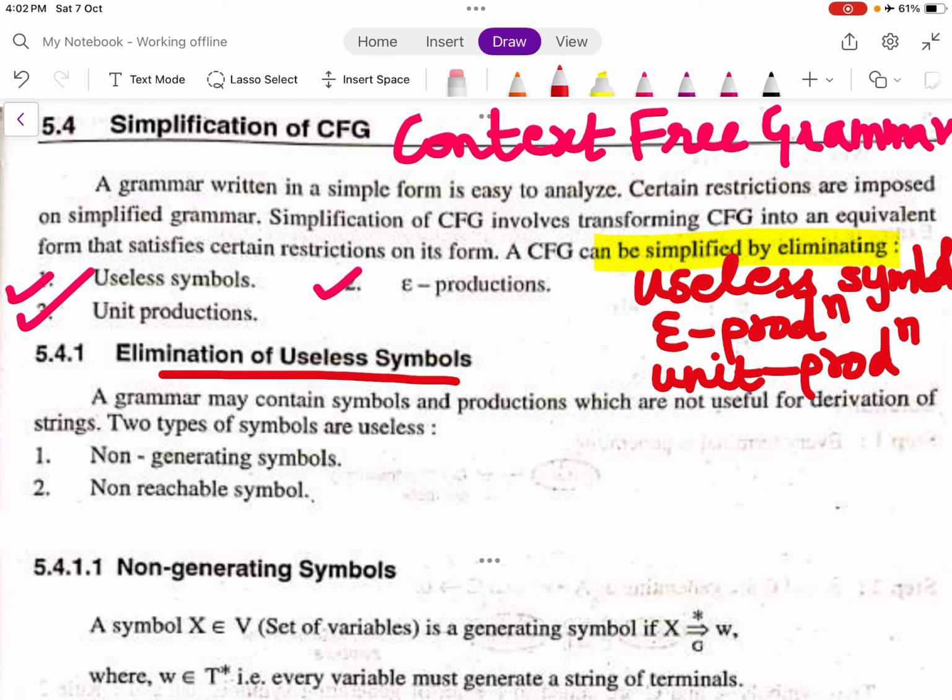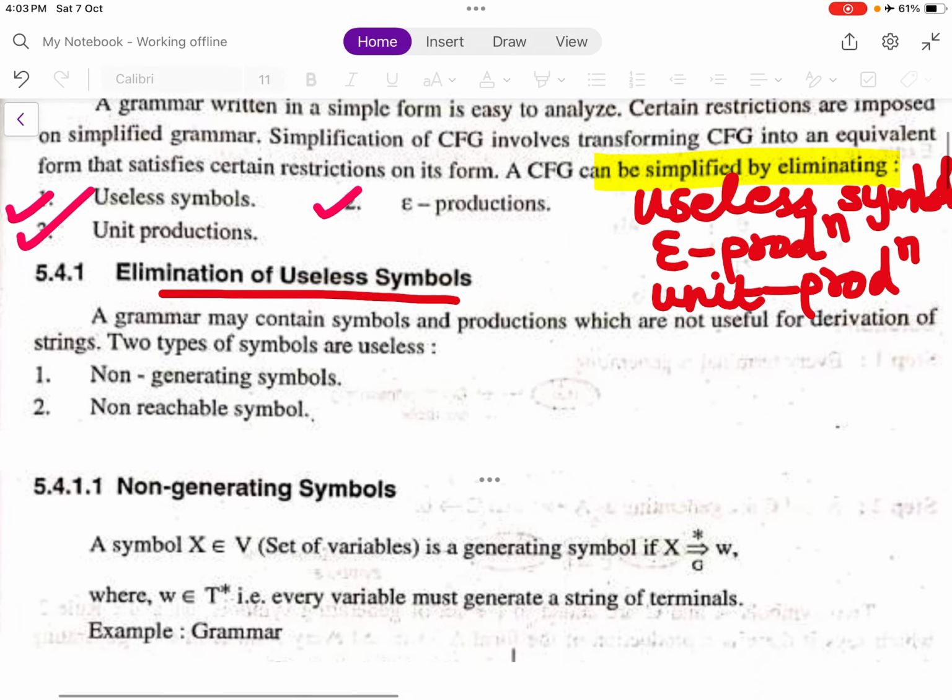A grammar may contain symbols and productions which are not useful for derivation of strings. Two types of symbols are useless: non-generating symbols and non-reachable symbols.